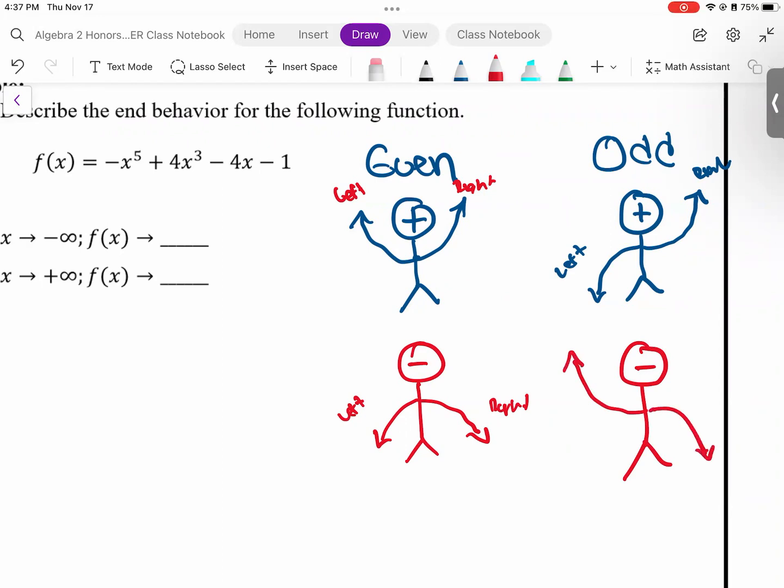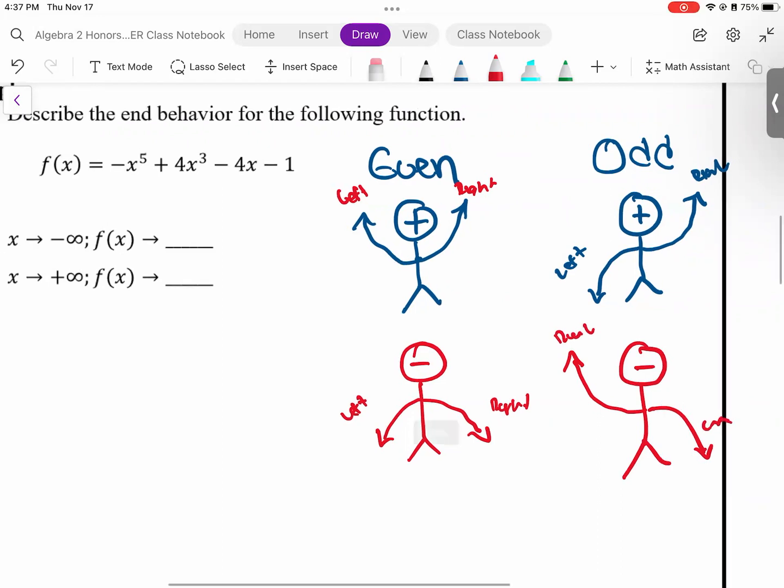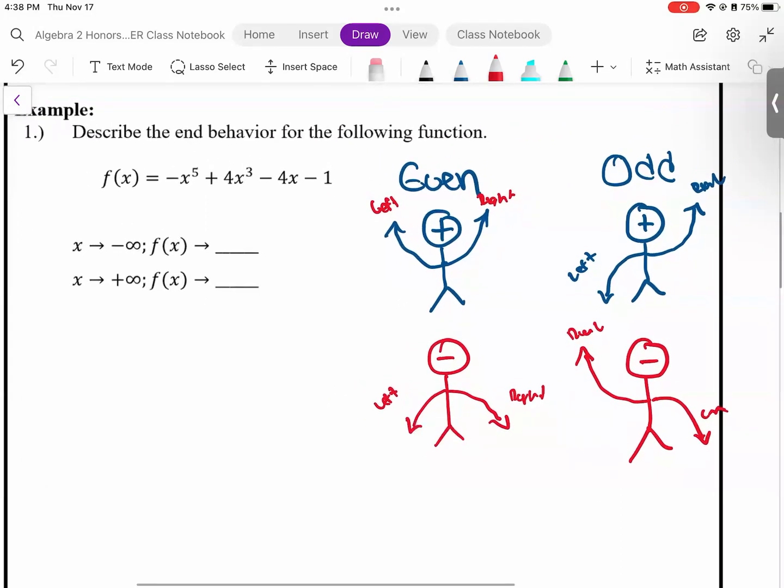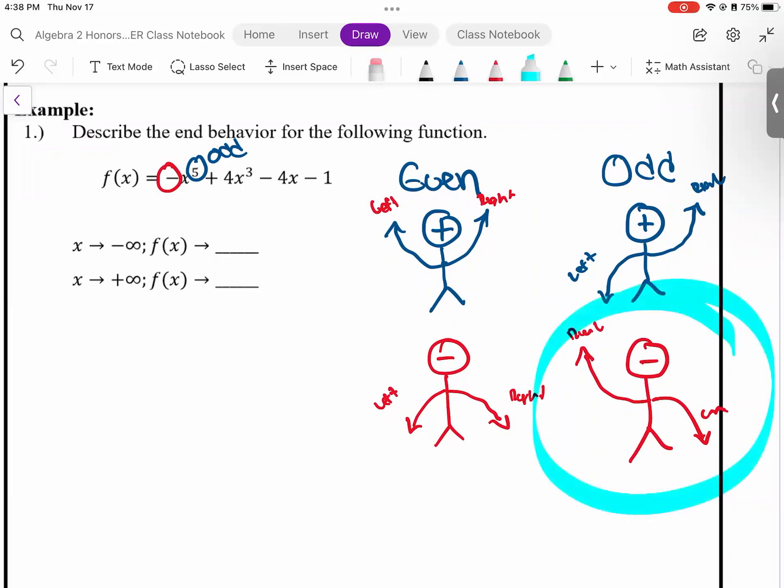Okay, so again, this is your right hand and this is your left hand. So by using that shortcut or the table that I showed you yesterday, what is the end behavior of this function? Well, we can see that the degree is odd, and we can see that the leading coefficient is negative, which means I am going to be using that end behavior.